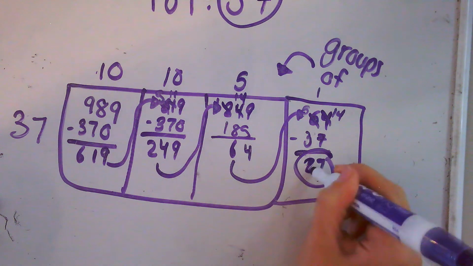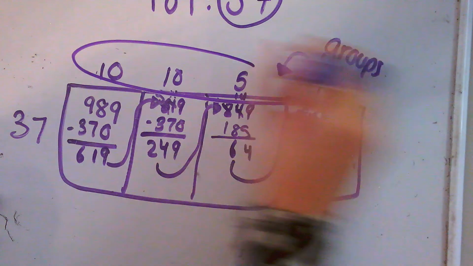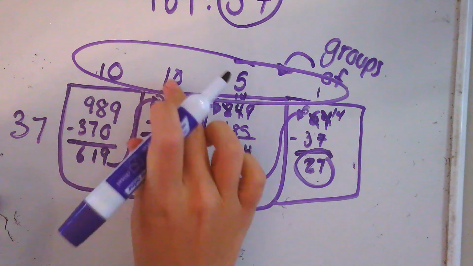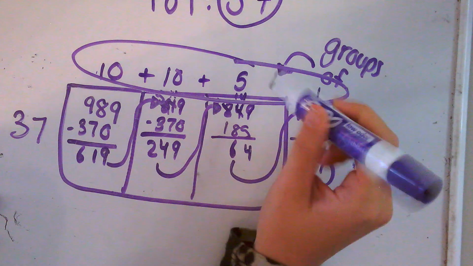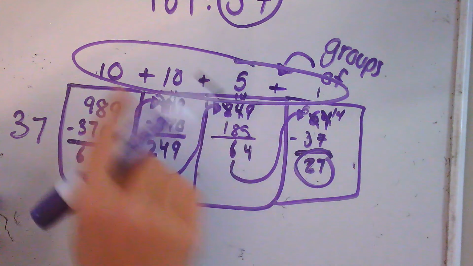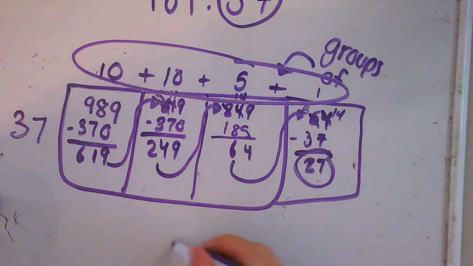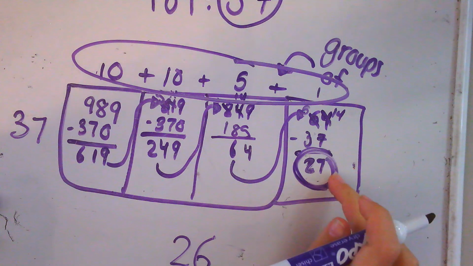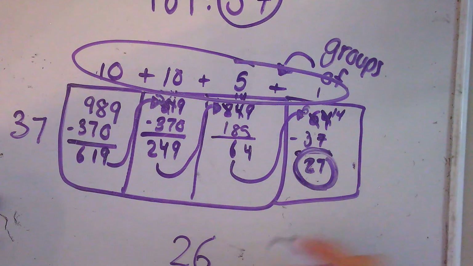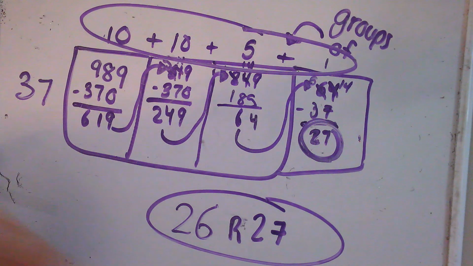Now I know that no groups of 37 can fit into 27. It's too small. Okay, so I'm going to add up these numbers on top to find my quotient. So 10 plus 10 equals 20, plus 5 equals 25, plus 1 equals 26. And then my remainder, since no groups of 37 can fit into 27, my remainder is 27. 26, remainder 27 is my quotient. That was a long one.